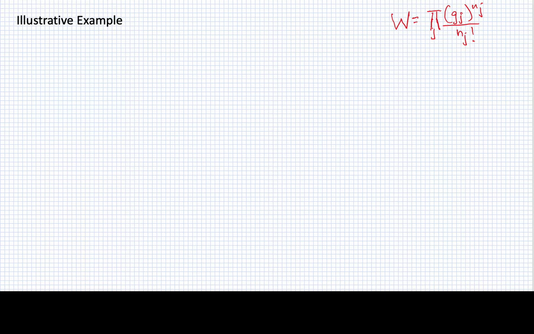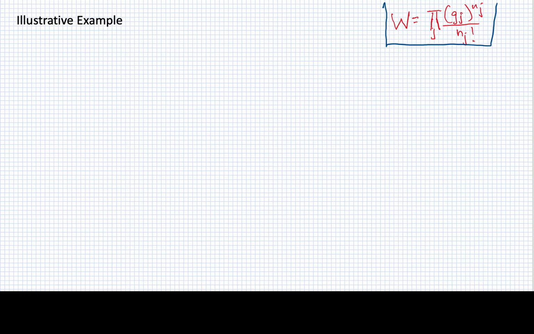So we've spent some time talking about how we might count up the microstates for a given distribution. I want to illustrate this with an example. Now I have recorded the result that we got last time up here in the upper right hand corner so that we can use that as a reference.